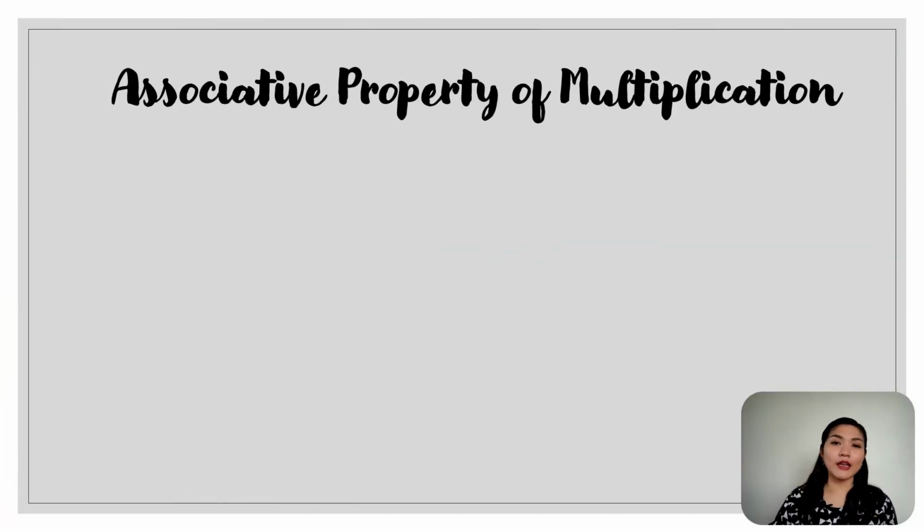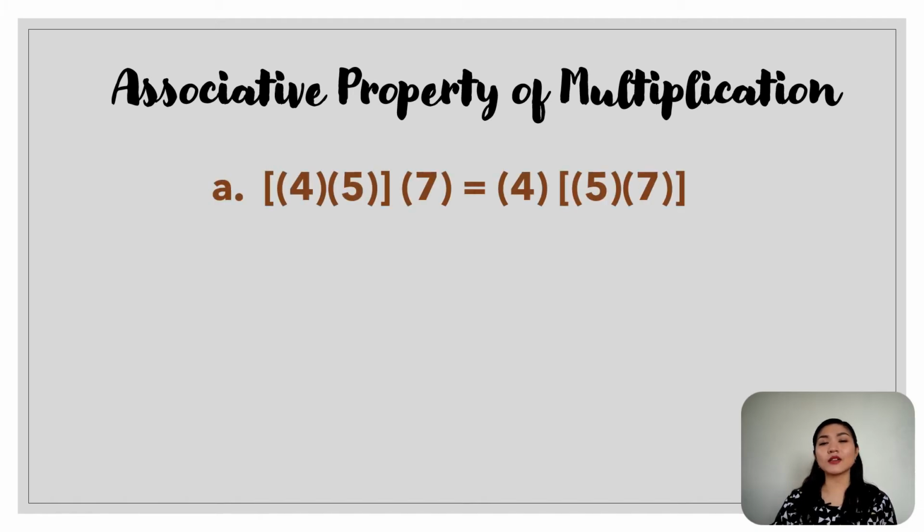Now let's try the same property but this time in multiplication. Let's see if the changing of the groupings does hold true in multiplication. Is the quantity of 4 times 5 times 7 equal to 4 times the quantity of 5 times 7?